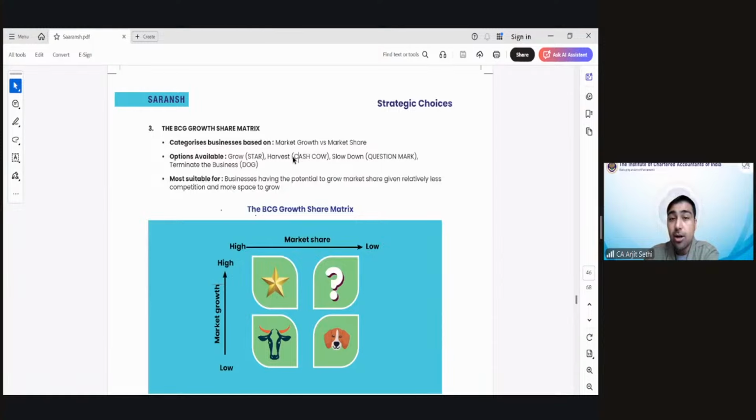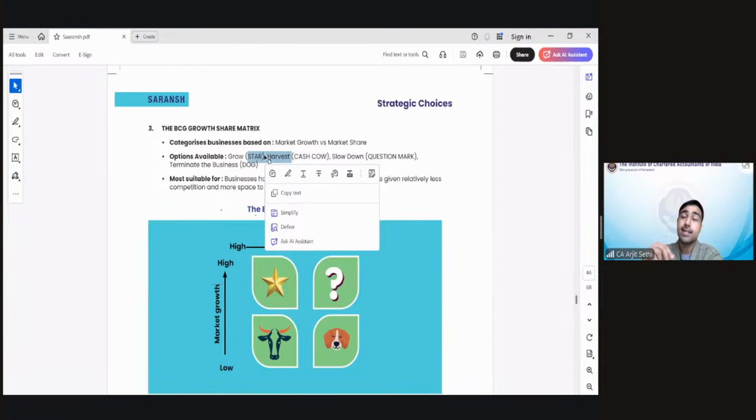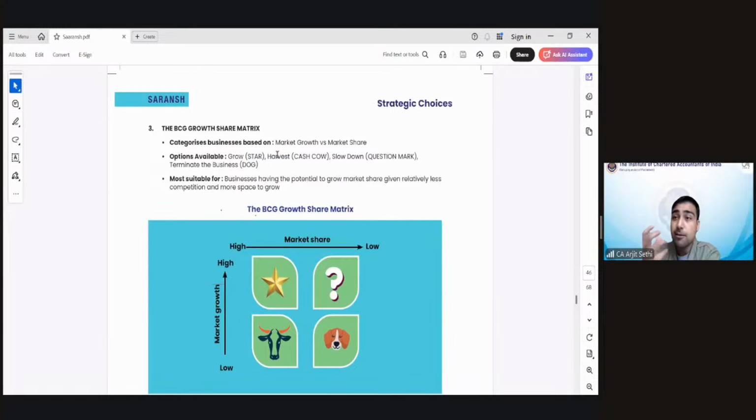Idli is your cash cow. Harvest. Don't stop selling idlis. Sell more idlis. Make more money. Idli is where your money will come from. Idli is the business where you will make sustainable money. It will not grow, but it will give you a recurring flow of money. That is your idli cash cow.